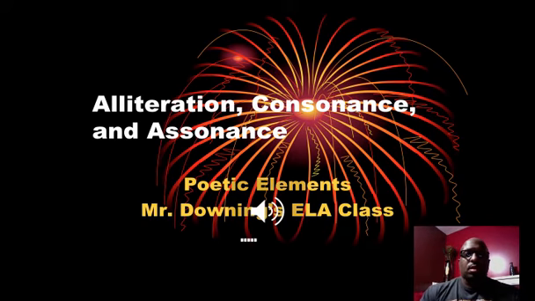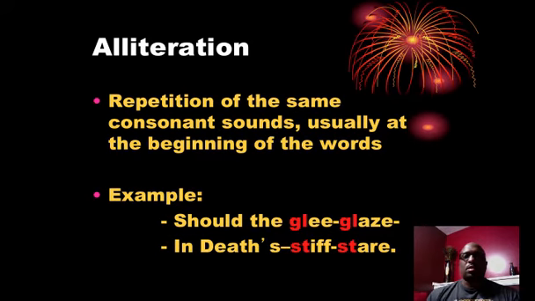So, this is our Poetic Elements study for this unit. For this unit, we're going to be looking at alliteration, consonance, and assonance. All right, so let's start with some basic definitions and some examples. So first, we're going to start with alliteration.